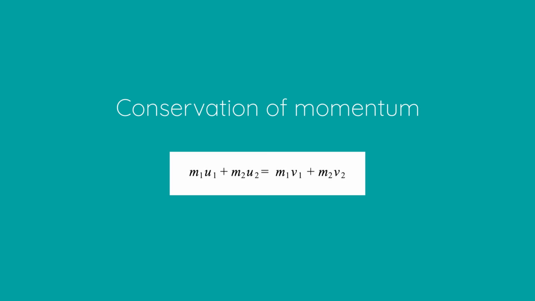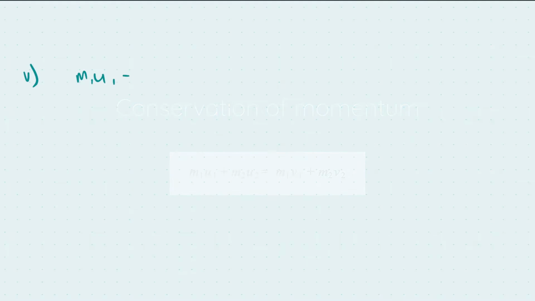Since there are two bodies, A and B, that's why we have two masses, 1 and 2, and two different velocities, u1, u2, and v1 and v2. Here I've rewritten the formula that we found in our log tables. Now what we're going to do is plug in the information that we know.